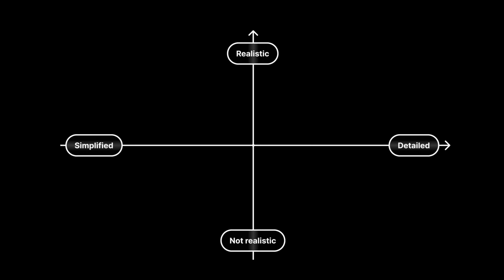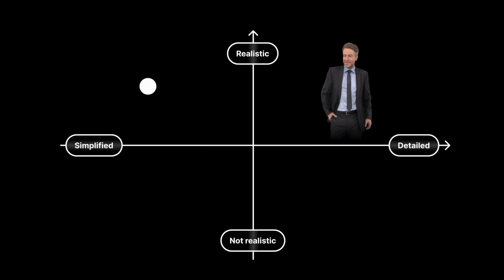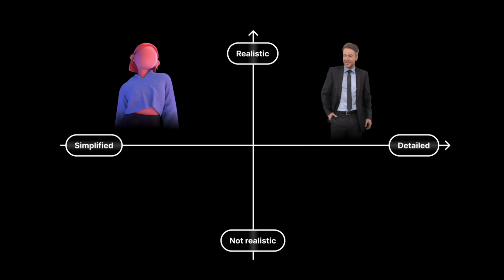Now let's look at the same chart, but for a character model. In this section, a realistic and detailed 3D model will look like this. This is a real human with all human body attributes, with skin, hair, and so on. But as we start moving to the left, staying at a realistic level but with fewer details, we will have something like this. You can still recognize this as a human, even though there are no details like nose, mouth, and so on.